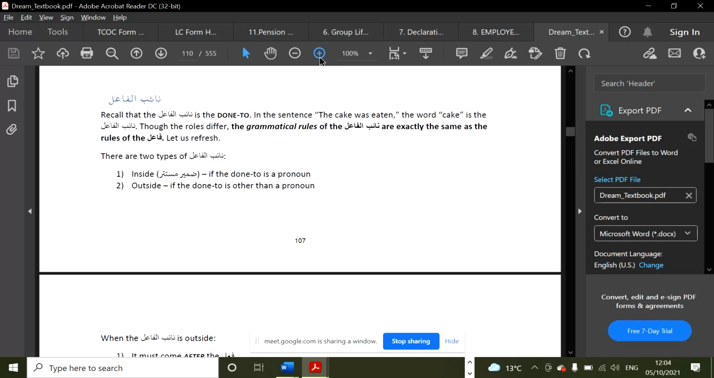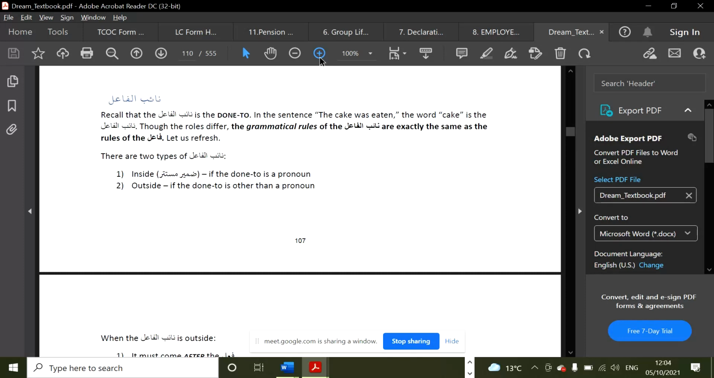Okay, so Sister is saying that as we studied before, naibul fa'il is something where the action is done to, other than the fa'il in the regular fa'il, which is the doer. So we say that the grammatical rules of naibul fa'il are exactly the same as the rules of fa'il. So we will see how these rules apply.